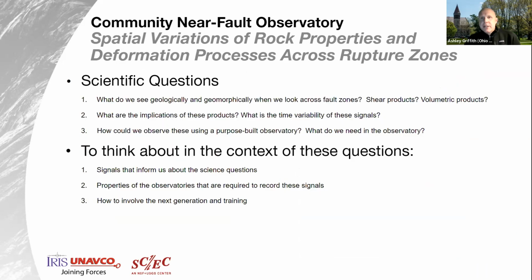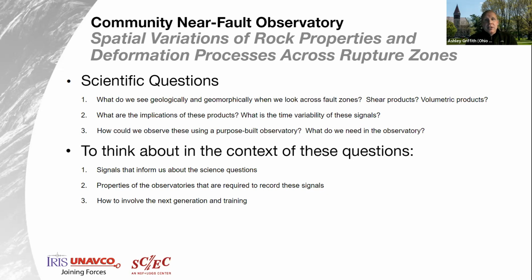So just a few things to keep in mind. I'll talk about the structure of this session here in a second, but just a few things to keep in mind as the session proceeds is there are some key scientific questions that we're really interested in, including what do we see geologically and geomorphologically when we look across fault zones? Are the things we're looking at shear-related products, volumetric products? What are the implications of these products, and what is the time variability of the signals that they represent?